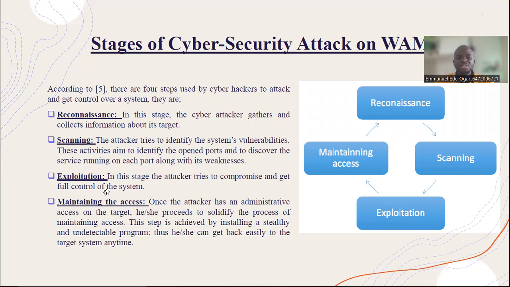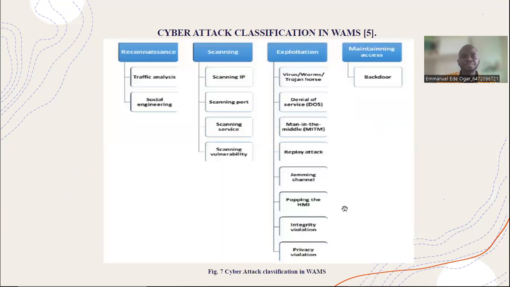Number 3 is exploitation. In this stage, the attacker tries to compromise and get full control of the system. Once the system has been exploited, the next step is to maintain access. Once the attacker has administrative access on the target, it proceeds to solidify the process of maintaining access. This is achieved by installing a stealthy and undetectable program that they can always use to get back into the system at any time.